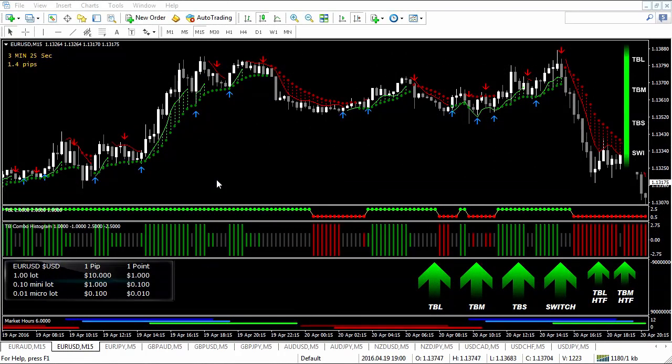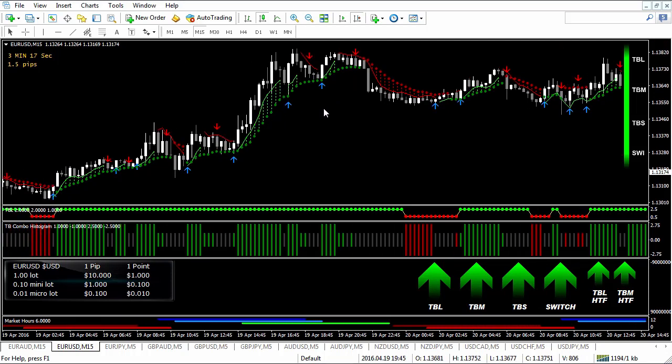The TB cloud. On the chart, we're going to notice that there are some vertical lines connecting the TBS and the TBM. Now, these vertical lines with those two indicators is what we are referring to as the TB cloud, or the trend bias cloud. The cloud essentially are these connecting lines in between the two indicators.